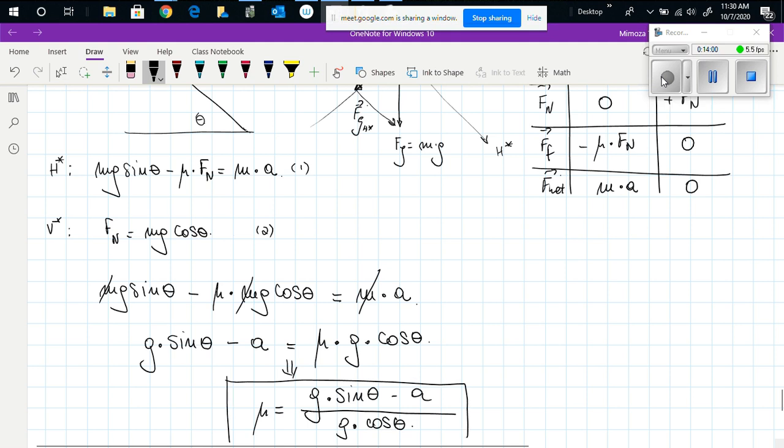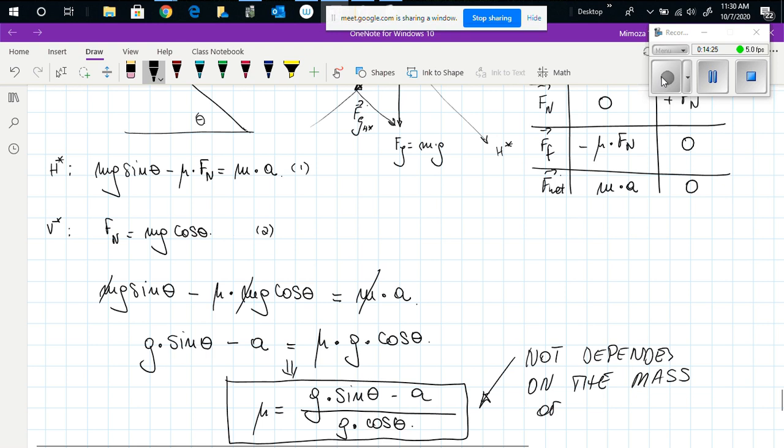So in a difference with what we found on the previous one, that mu was just tangent theta, this is a bit more complicated, but still not dependent on the mass of the object. So as you see here in the relationship, we don't have any mass as a variable.